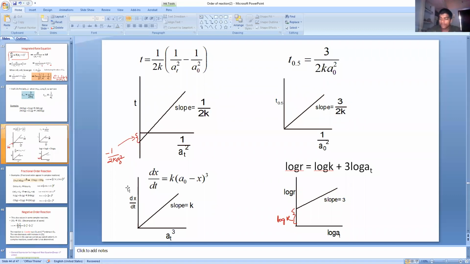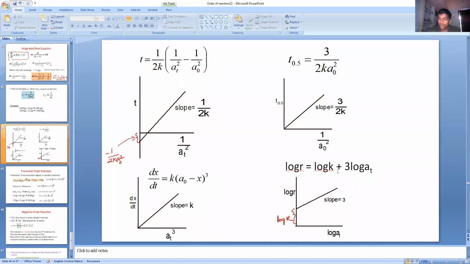And if you draw rate versus at cube, because a0 minus x is nothing but at, that will give you a straight line passing through the origin. And if you take the log of this, log R, this is R.